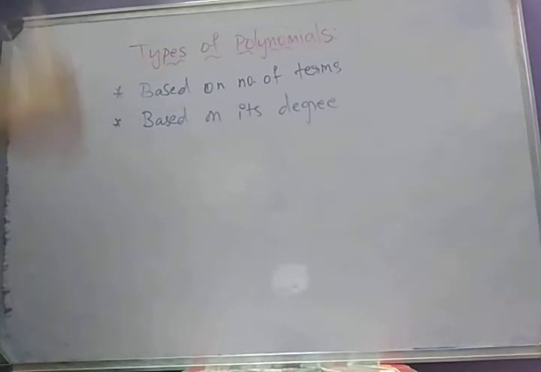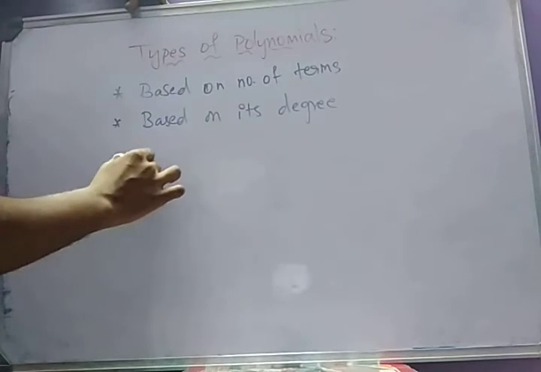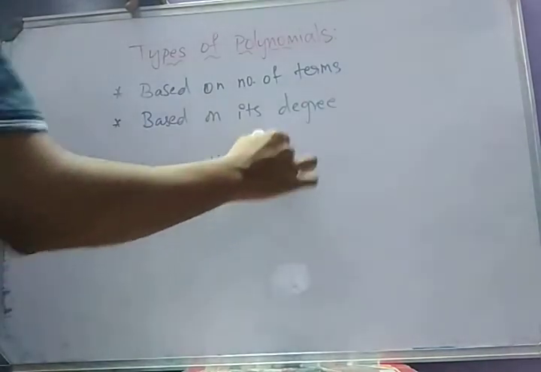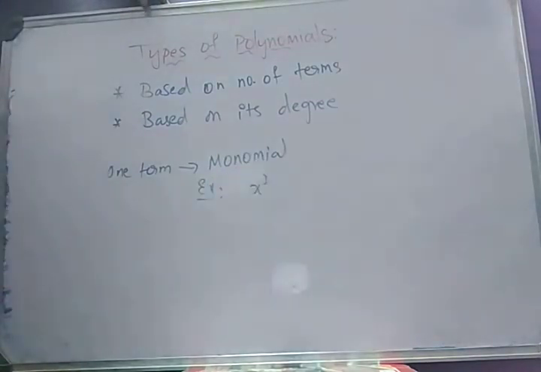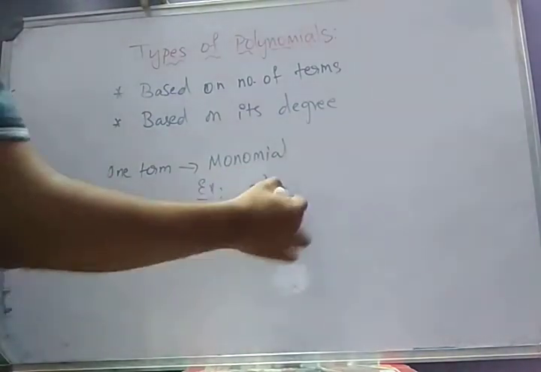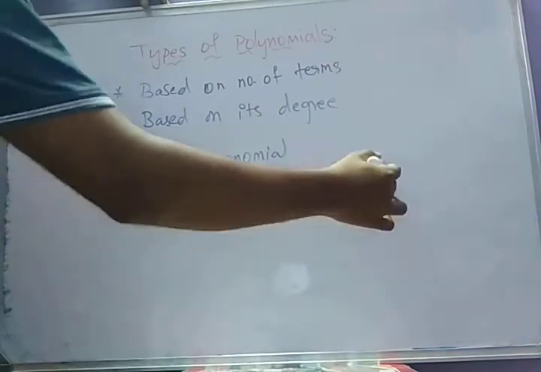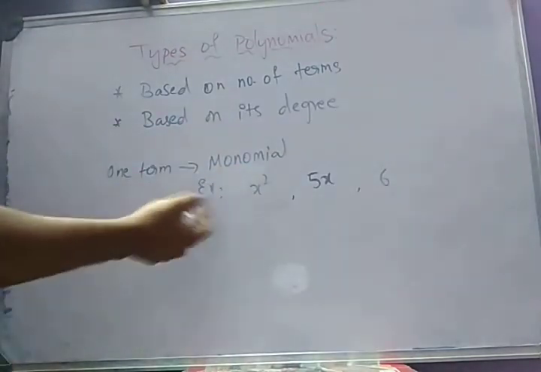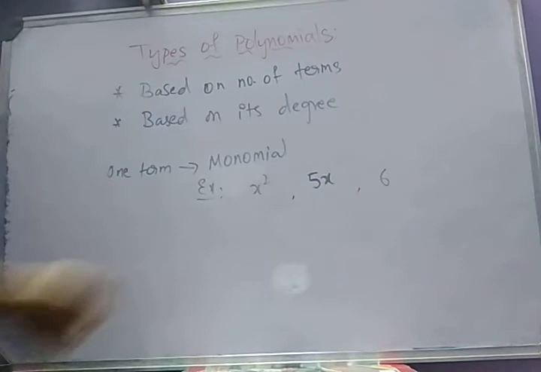So, if the polynomial contains only one term, then we call it a monomial. You can see some examples. X square, there is only one term, it is a monomial. Or you can also take 5x, it is a monomial. You can take constants, 6, it is a monomial. We have only one term. These are polynomials containing only one term, hence they are called monomials.